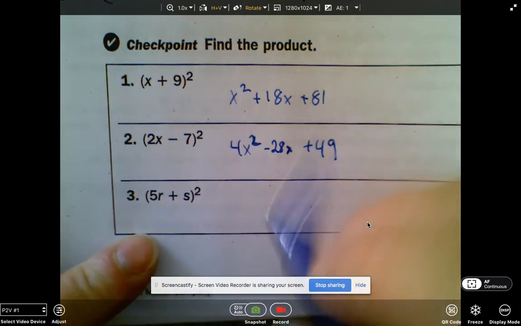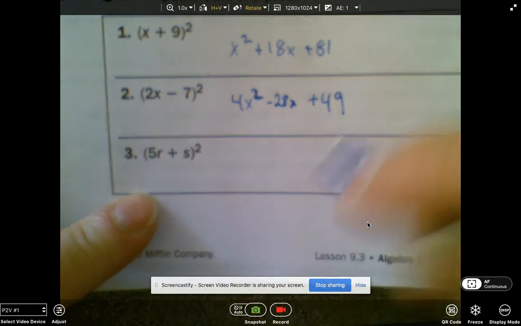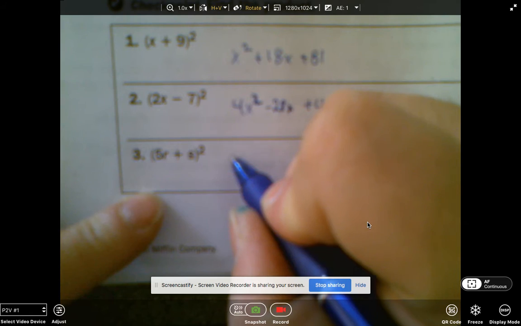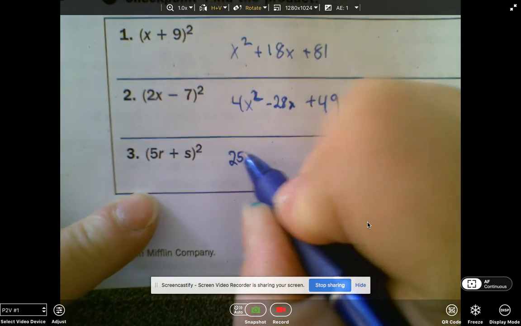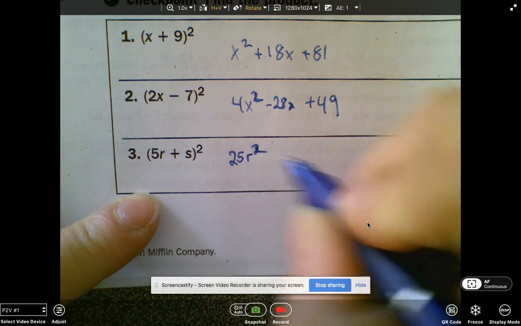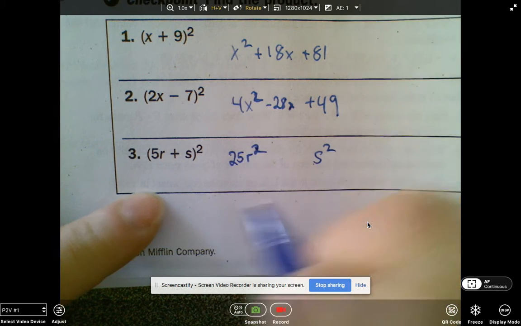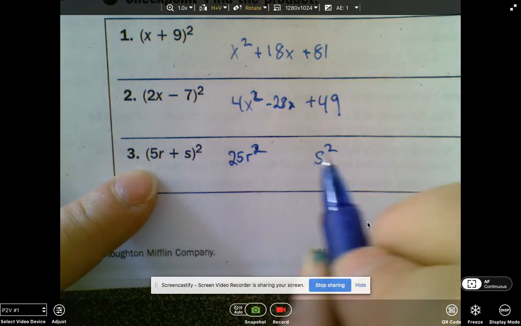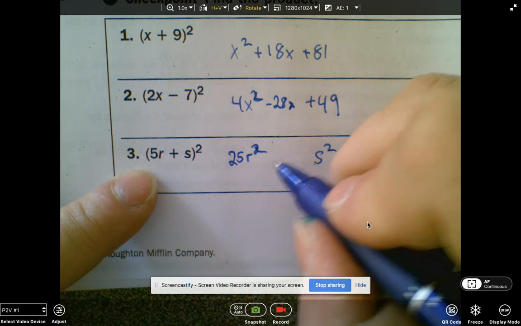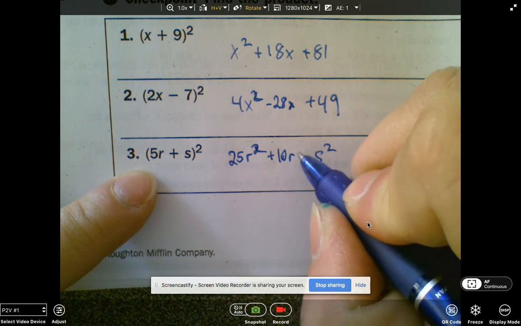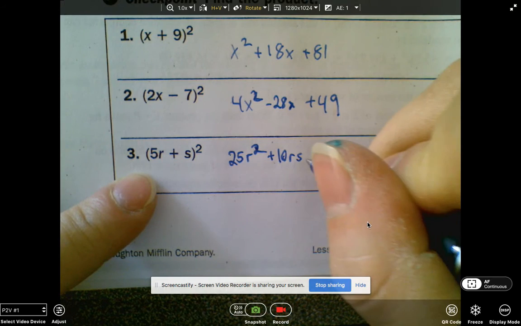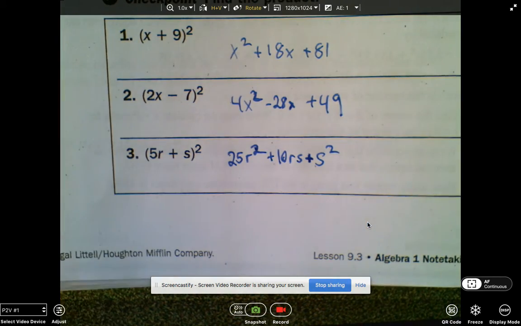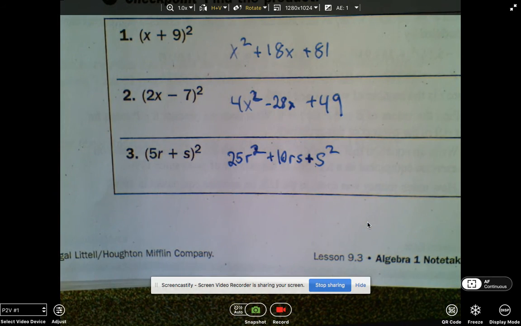Great. The last one, we got 2 variables here, trying to make it harder. This would be 5r times 5r, 25r squared. s times s is s squared. 5r times s is 5rs. Double that, that's plus 10rs, plus s squared there. Great. Hopefully you got all three of those right.